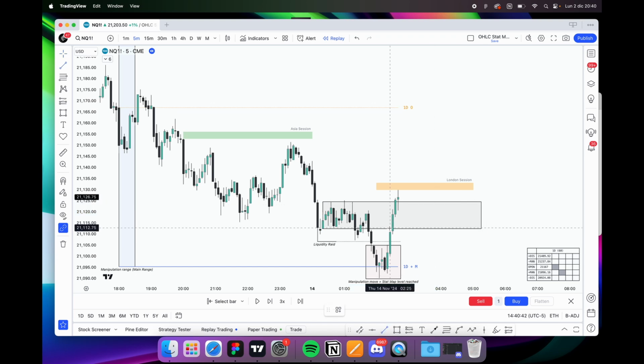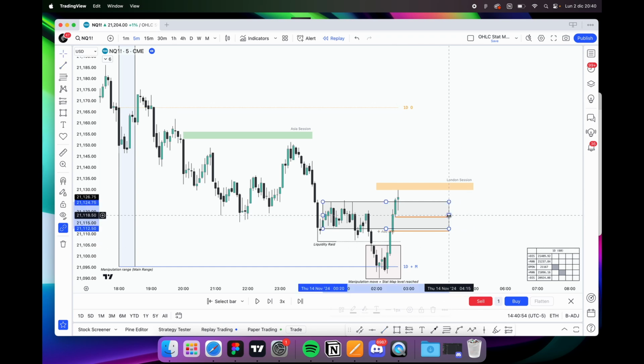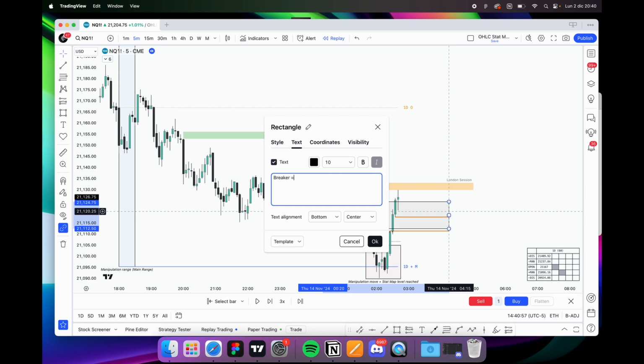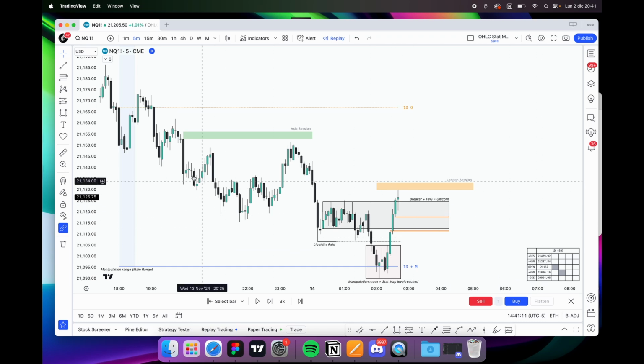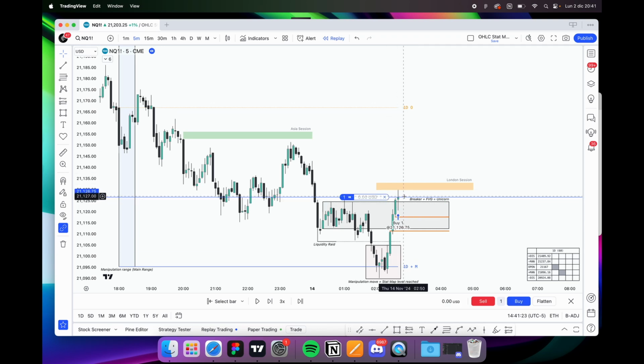Also, we have a fair value up here. So in that case, we have a unicorn. Okay, so now that we have our manipulation, the stop map level has been hit, we have our entry function ready, we want to buy. In that case, we can do two things.